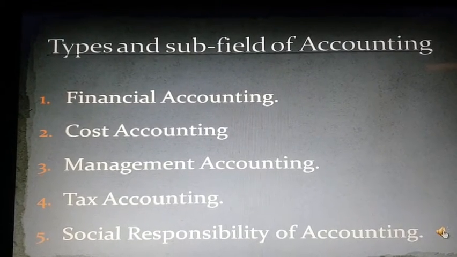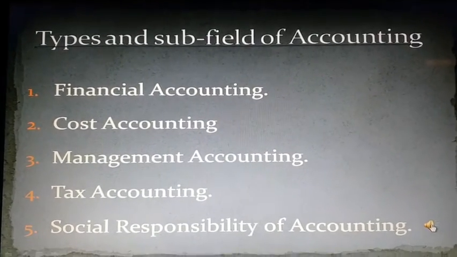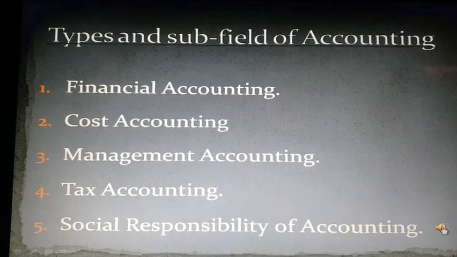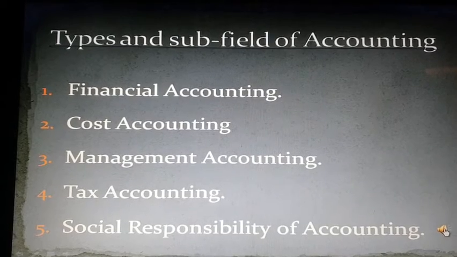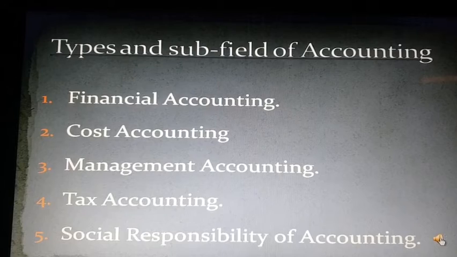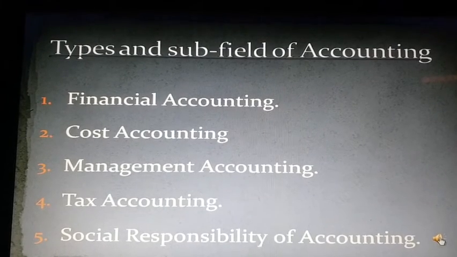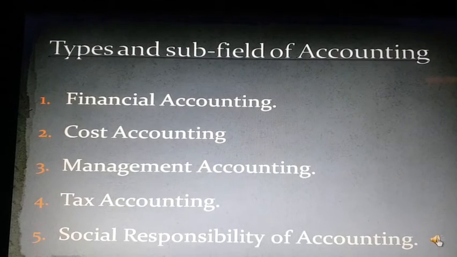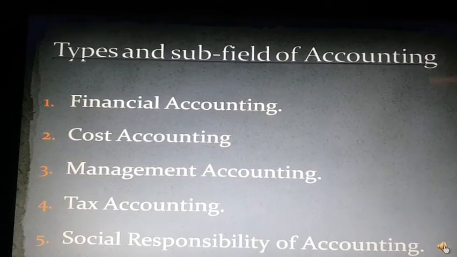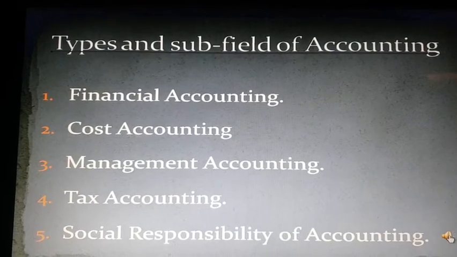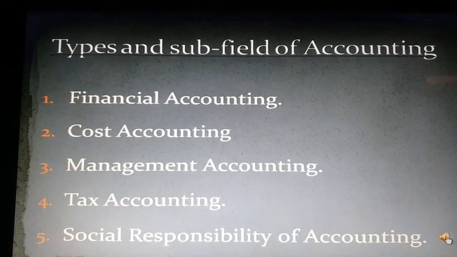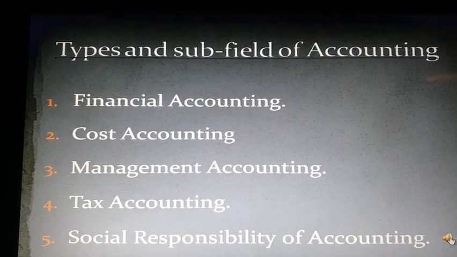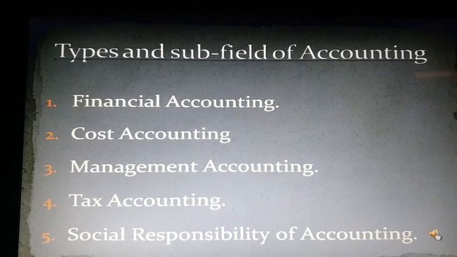Third, management accounting. Management accounting helps the management in planning, controlling as well as decision making activities. Fourth, tax accounting. The branch of accounting which is used for tax purposes is called tax accounting, like income tax and GST, which are computed on the basis of tax accounting. And last, social responsibility accounting. As we already know, society provides the infrastructure and facilities without which the business cannot operate at all. So social responsibility accounting is the process of identifying, measuring and communicating the contribution of the business to society. So that's all about the types and subfields of accounting.